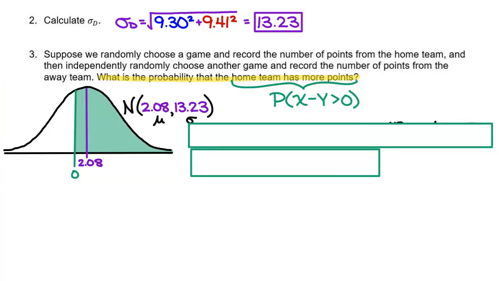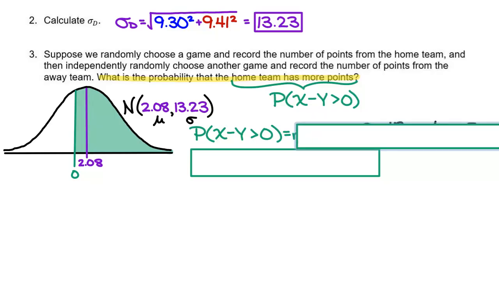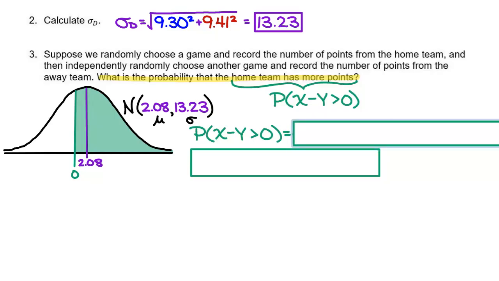This is what your picture should look like. Make sure you have the mean of 2.08 right down the center. You need the capital N, meaning normal, and then inside parentheses, labeled, the mean of 2.08, labeled as mu, and the standard deviation of 13.23, labeled as sigma. You need your boundary of 0 on here, which came from the probability statement, and it is shaded to the right because of the direction indicated in the probability statement. So we are going to find the probability that x minus y is greater than 0. This is how I start my answer off on my page.